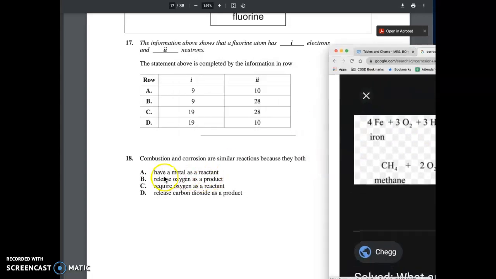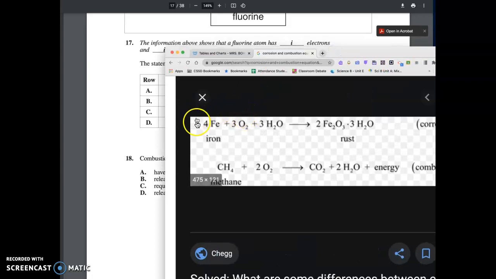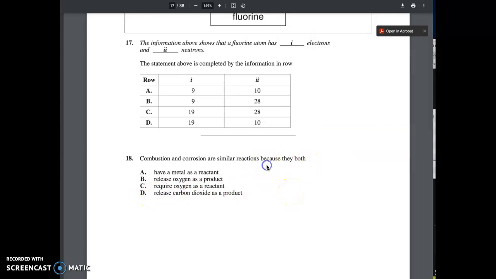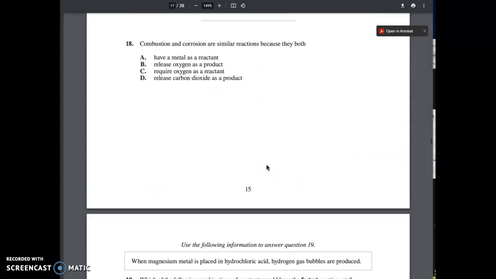Okay, so what ends up happening here? Combustion and corrosion are similar because they both burn oxygen. Let's see if that's on the list. Require oxygen as a reactant. Yes. Okay, the reactants are on the left-hand side. The products are on the right-hand side. Has a metal as a reactant? No, because the fuel source is not necessarily metal. Release oxygen? Nope, that's photosynthesis. Release carbon dioxide as a product? No, that's cellular respiration, which is what people do, which is the opposite of photosynthesis. Okay, next one.